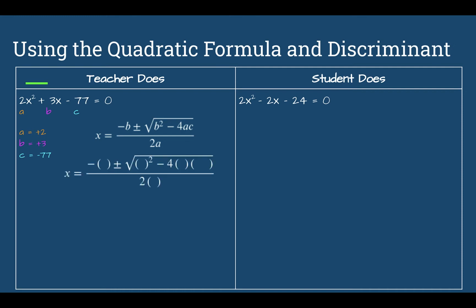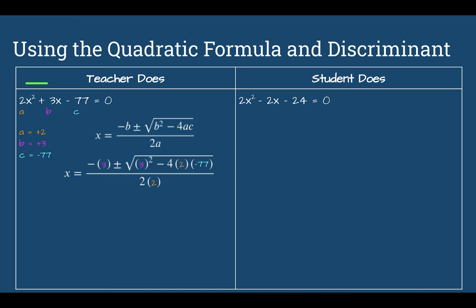So here I just put parentheses where all of our letters were, and now we're going to fill them in. So the first is b. b was 3, so I'm going to substitute a 3 in its place. The next one is also b, plugging in 3 again. The next parenthesis is an a. a was 2. c is negative 77. And then in the denominator, we have another parenthesis that is for a. a is 2. So we filled in our a, b, and c's where they went in the formula.